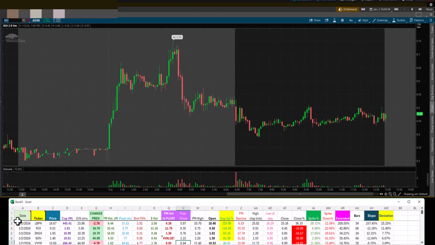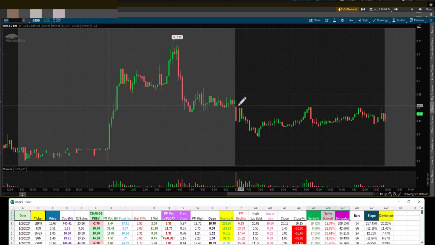Actually, here we go. 0.35, pre-market high, 0.75. Opening price, you hover over here, 0.5. Highest ticker, 0.53. Lowest, 0.39, and so on and so forth. And then you just have Excel calculate these columns right here for you.